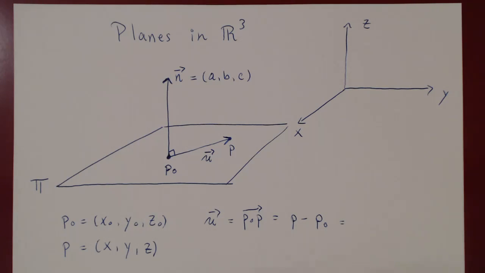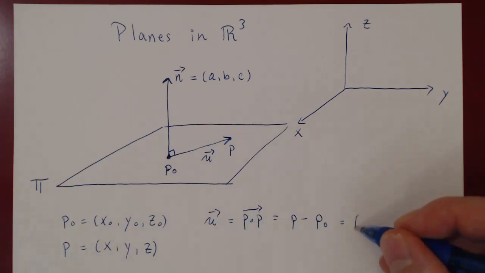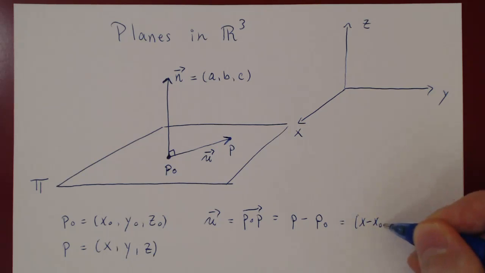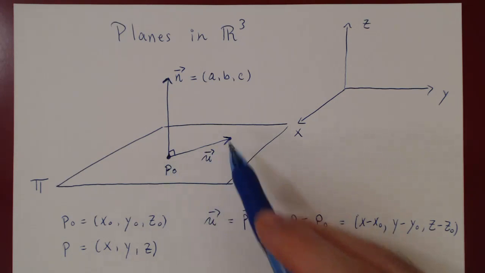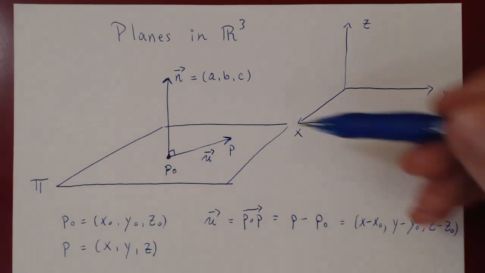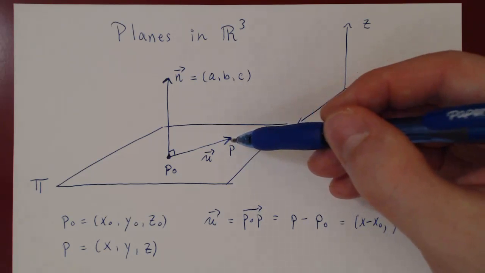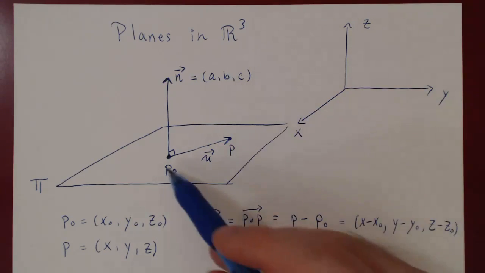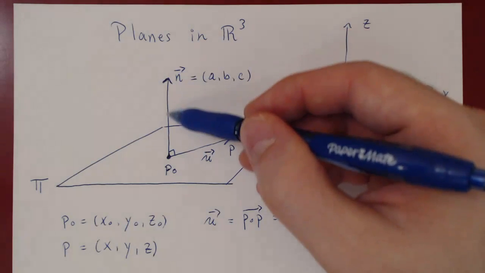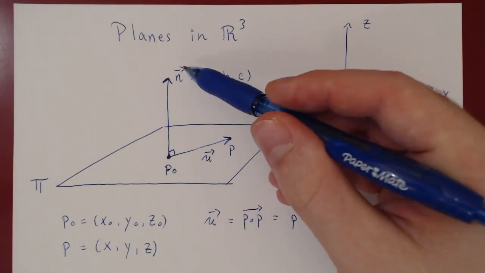And if we do so, well, we'll have x minus x naught, y minus y naught, and z minus z naught. So these are the coordinates of the vector u. And now think of it this way. If the point P actually lies on the plane, the vector u will be perpendicular to the vector n.